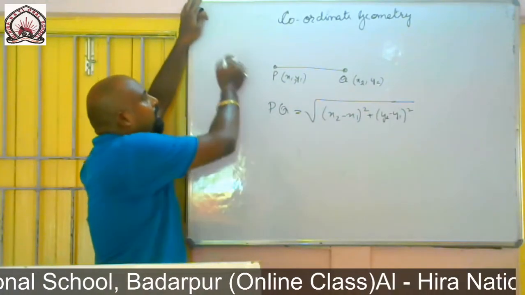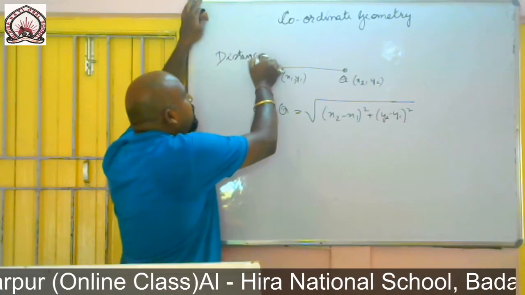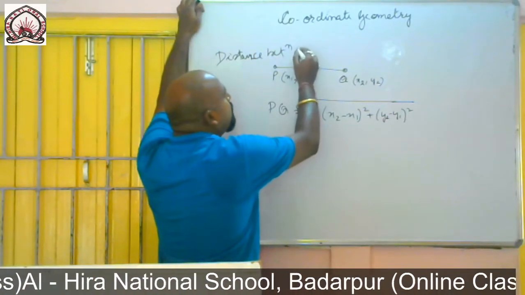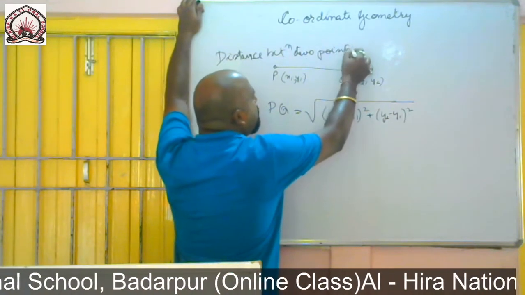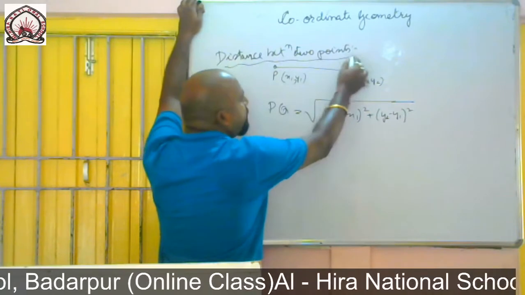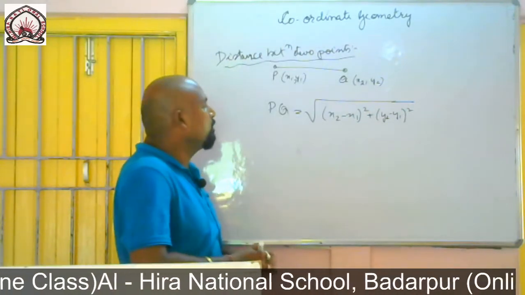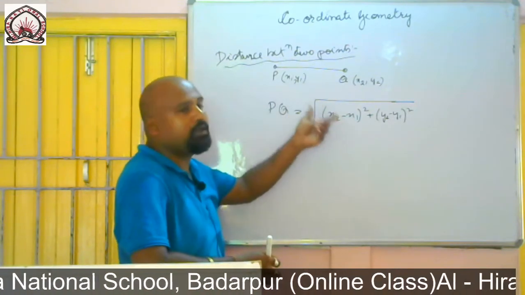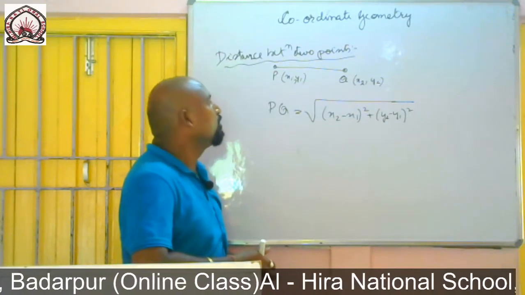This is about the distance between two points, the distance between the two points when the coordinates are given. Now in this chapter, what about coordinate geometry? This is nothing but a relation between algebra and geometry. It gives a relation between algebra and geometry.